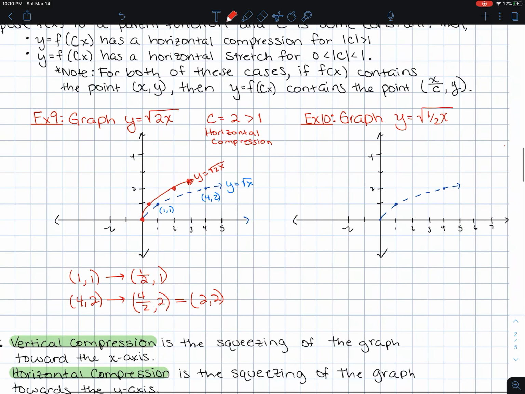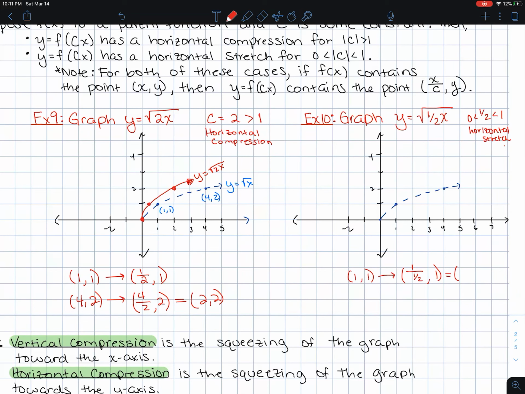Okay. Now let's go on to example 10. Notice here that my constant is between 0 and 1. Therefore, we have a horizontal stretch. Once again, I'm taking the parent function's points and I'm going to divide by my constant. Now, in this case, x is 1 and our constant is a half. So that looks kind of weird. We do have to simplify that. And notice the y value does not change.